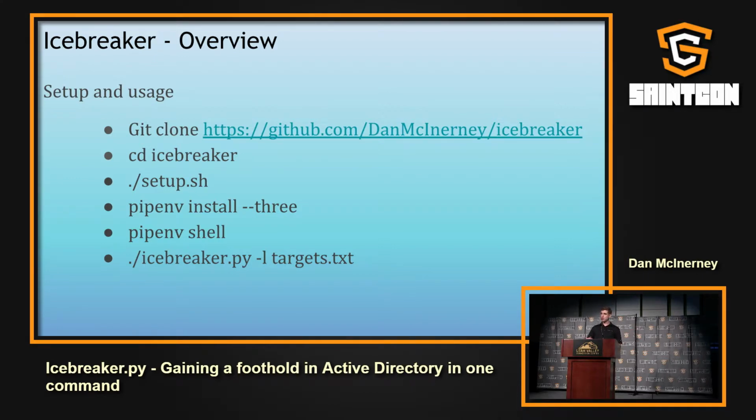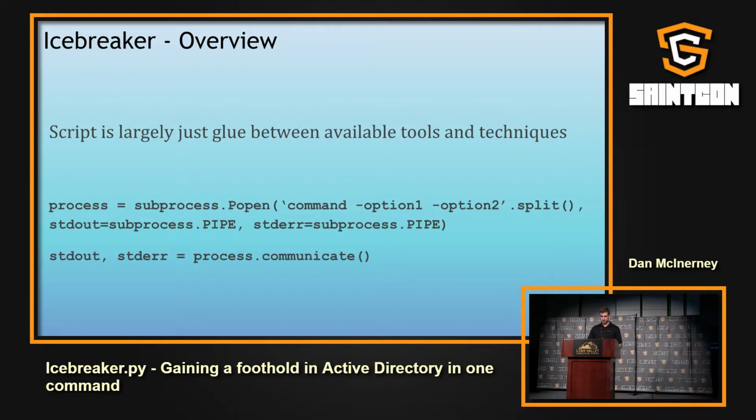icebreaker.py -l is for a list of targets. You can also give it an XML document, so you can do an Nmap scan and then give it the XML output from the Nmap scan. In this case, this is going to be the simplest usage. You just have a text list of CIDR address ranges or IP addresses.